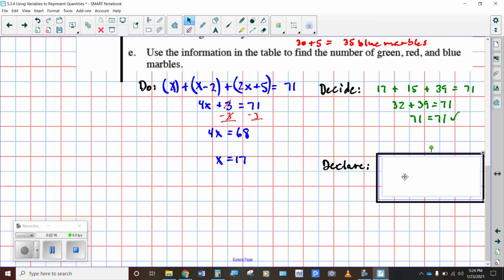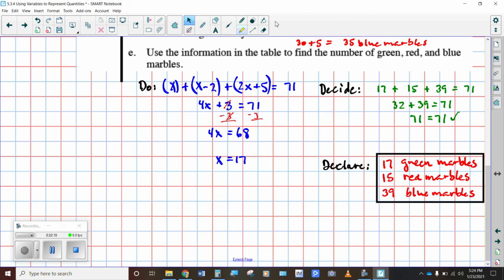We can now take these numbers right here, the 17 for the green, the 15 for the red, and the 39 for the blue, and we will properly declare our answer by labeling these numbers appropriately. If you just write 17, 15, and 39, but you don't label which one is which, you are going to get marked down. Okay, I want to make that clear. You would get marked down for that. So make sure that your answer is written properly and completely.